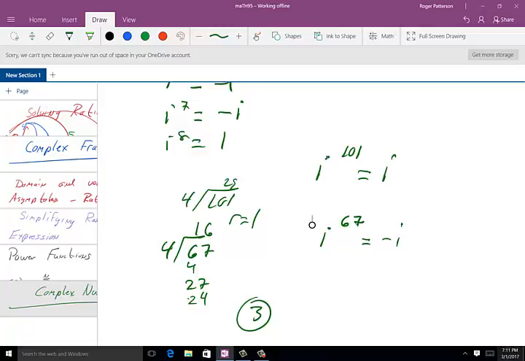What if the remainder is 0? Well, what would that be then? It would just be the fourth one, so it would just be 1. Yeah, that's cycled through everything. It would be 1.